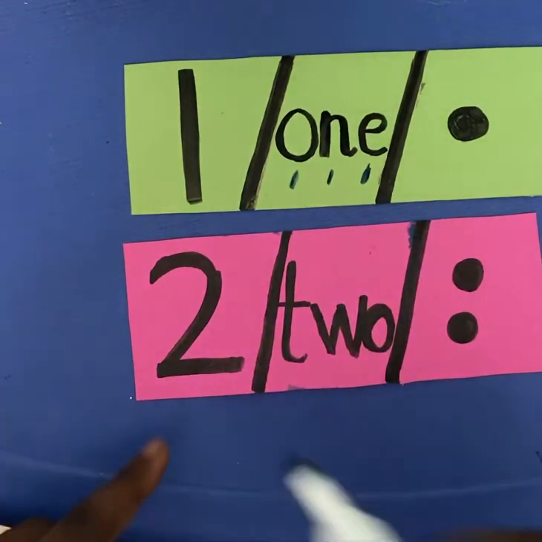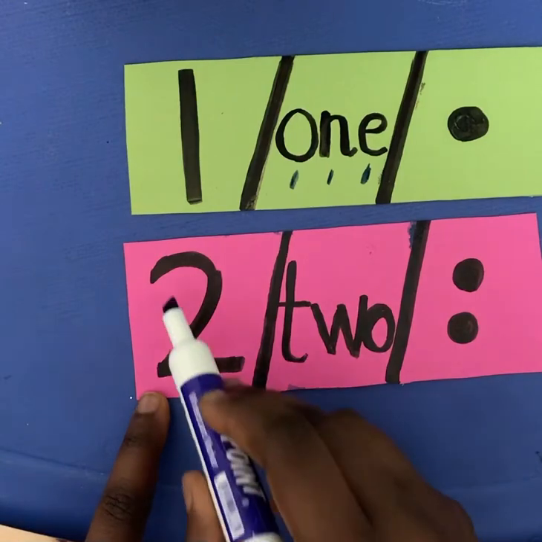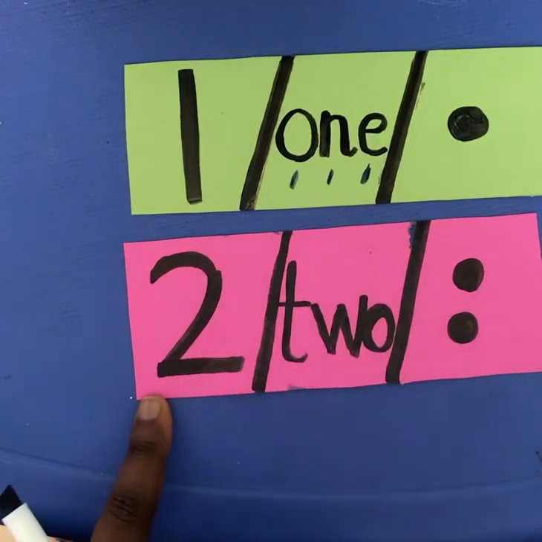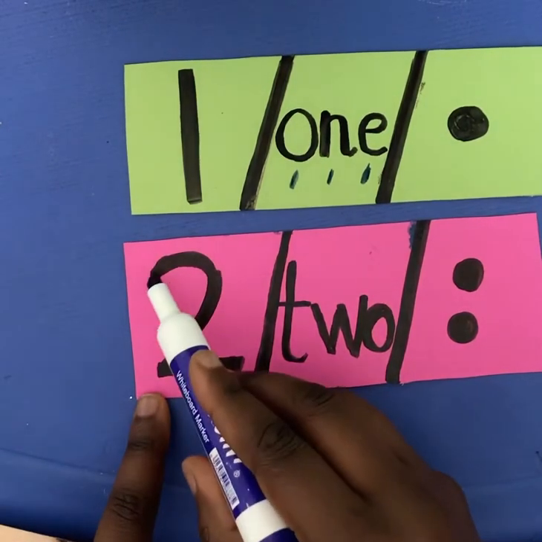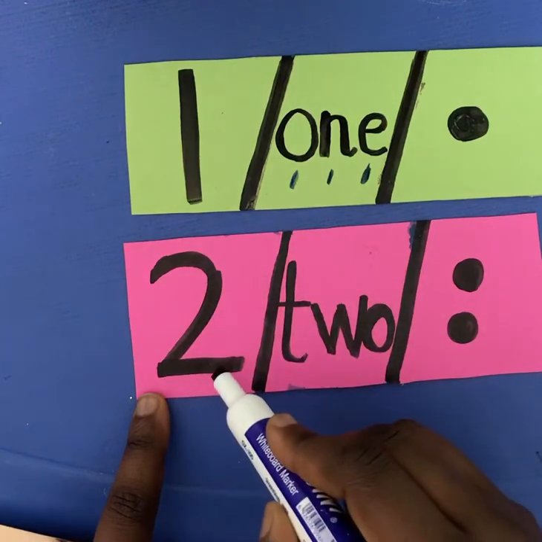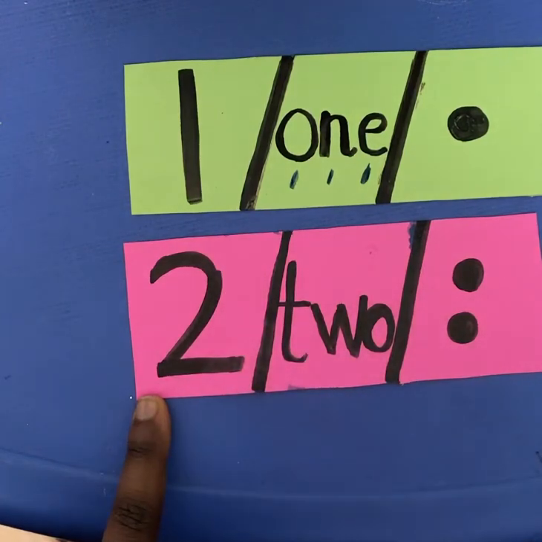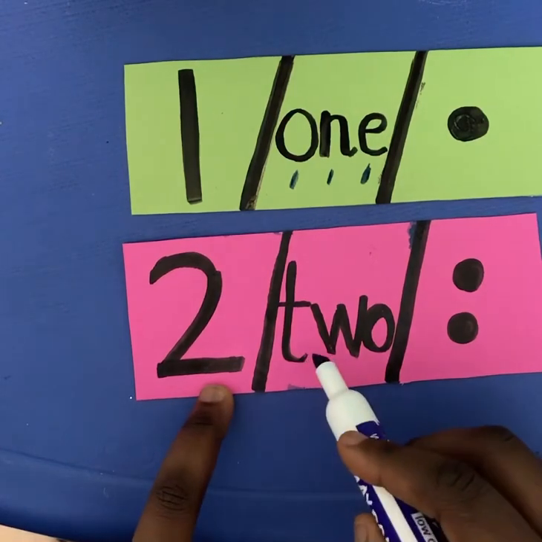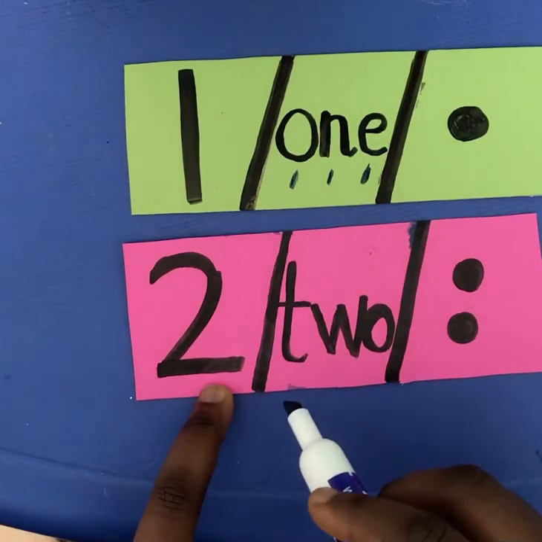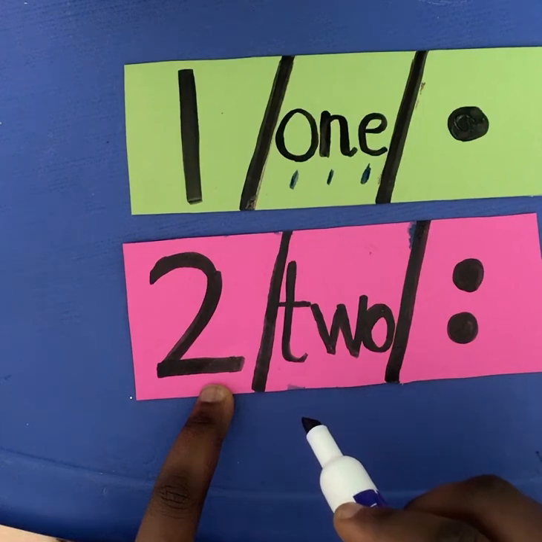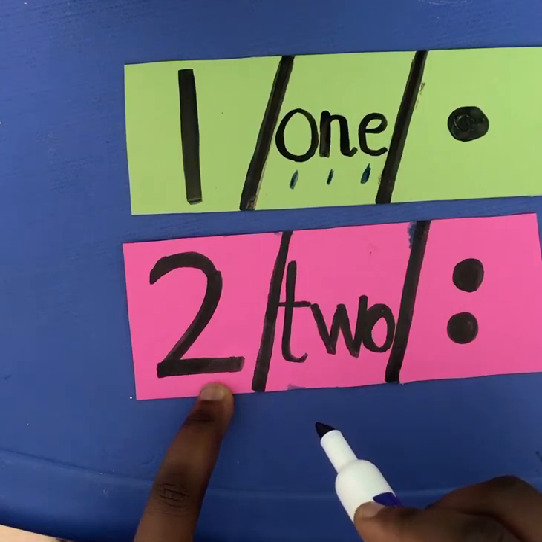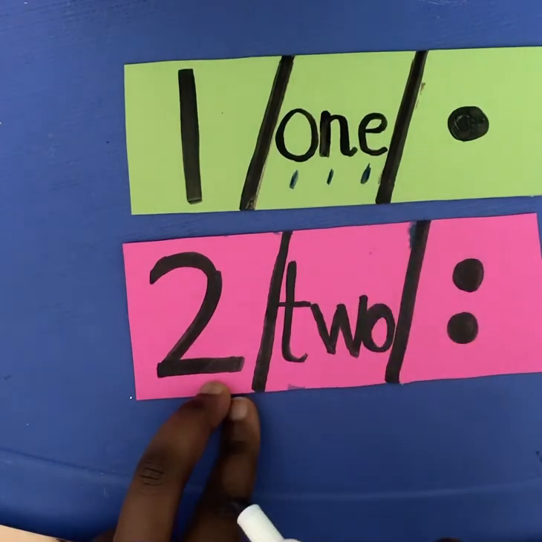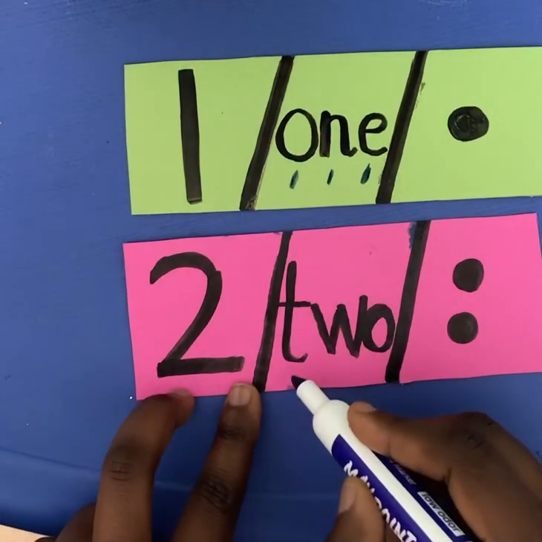Good job. Now let's go to the next number, which is 2. Everyone say 2. So this is the digit or the number 2. And 2 has a name, the number name, and we are going to learn how to write the number name using the letters, just like we did with 1. So let's go.